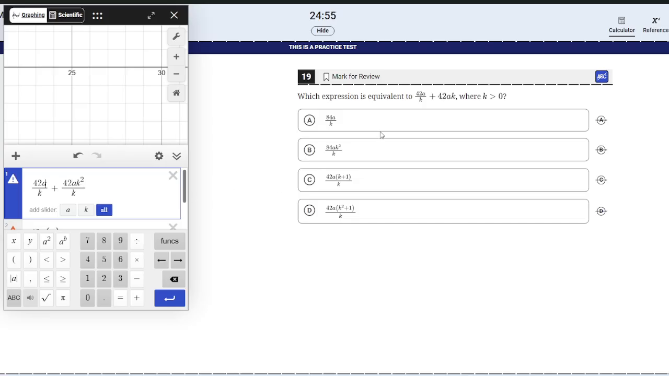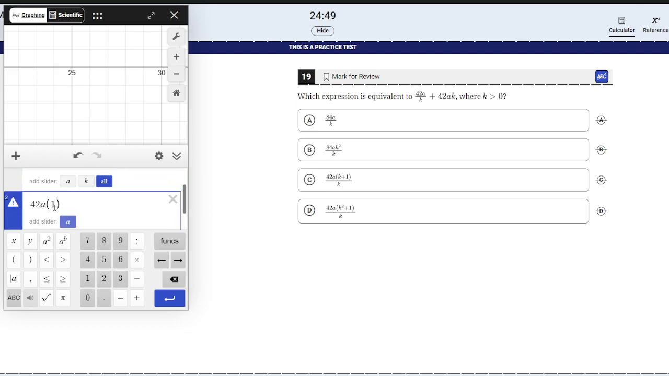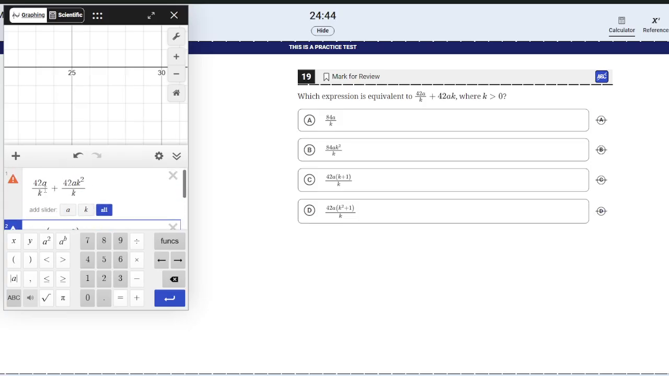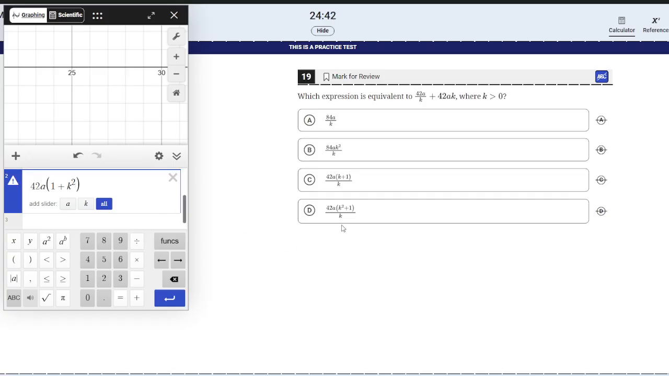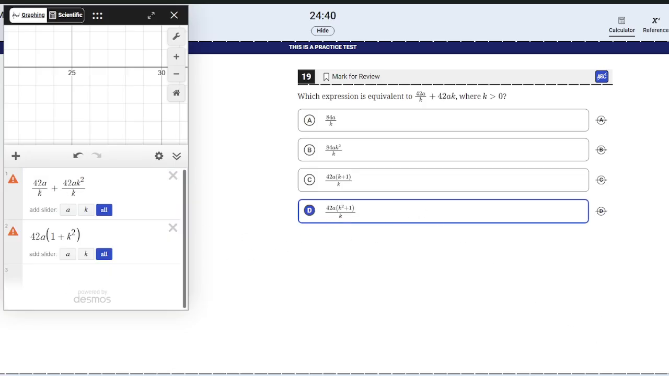Wait, let's see here. 42a. Sorry, that's going to be 1 plus k squared, because we have a k squared here and there's nothing there. Yeah, over k.